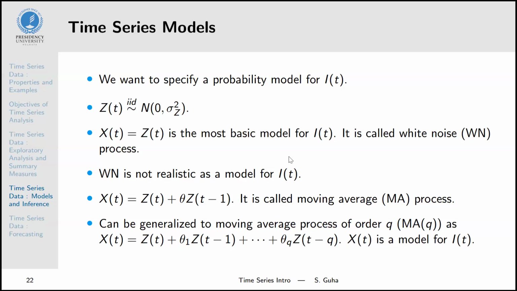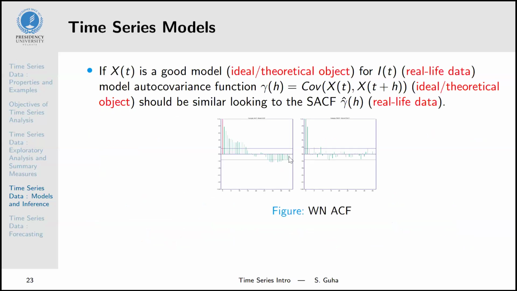Now, a particular MA may not be matching well with my observed data. So that means I have to apply some kind of statistical technique to find the suitable value of theta so that this MA1 is matching very well with the observed data. So let me explain by a picture.